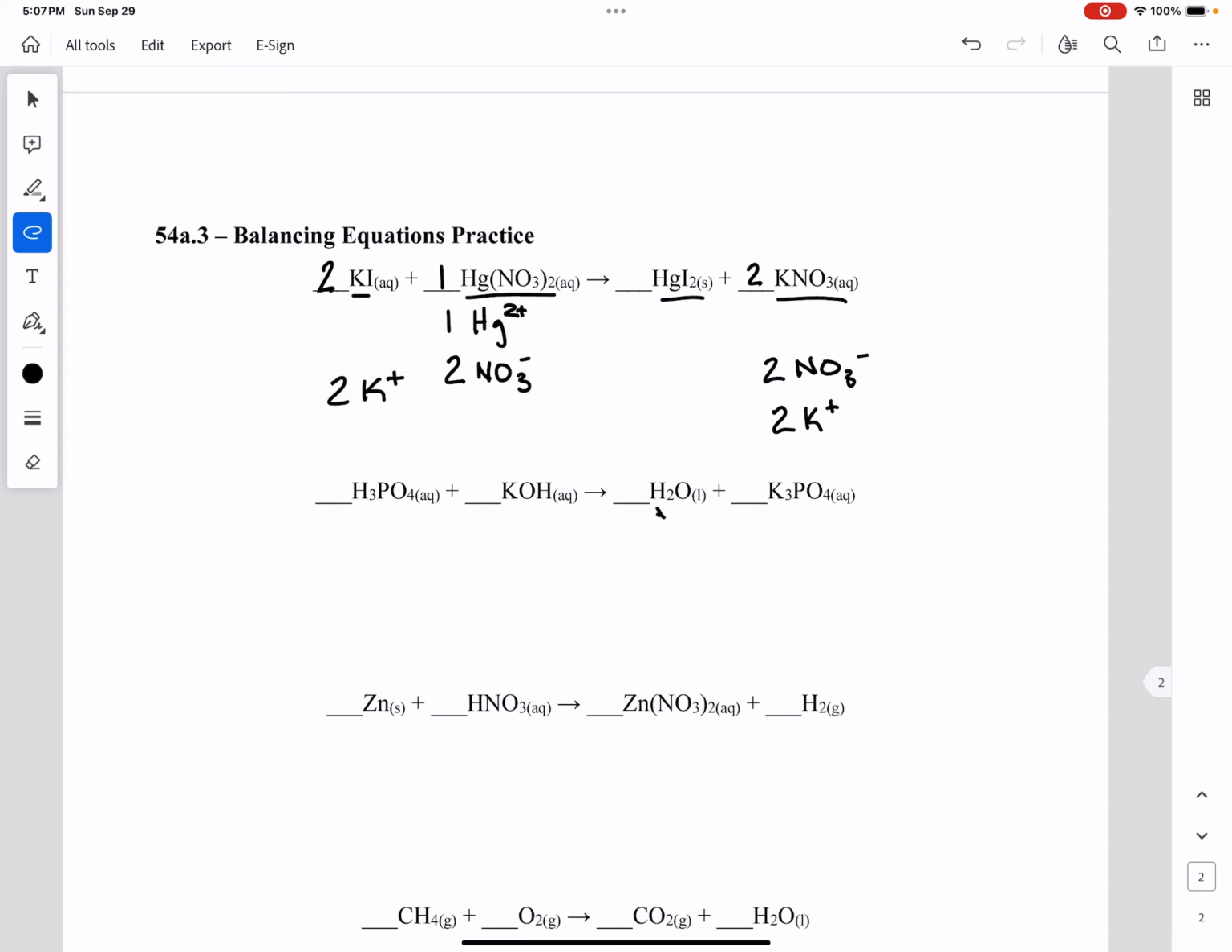2 potassiums, there we go, and 2 iodide ions. Okay, so finally, if I have 2 iodide ions on the reactant side, and I have 2 in the formula on the product side, I can give that a 1. That gives me 1 mercury 2 plus ion and 2 iodide ions. Okay, and now we're balanced. Okay, and so this was a precipitation reaction, and we can tell from the solid product.